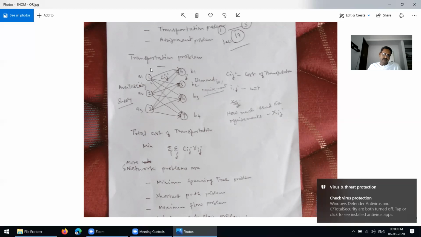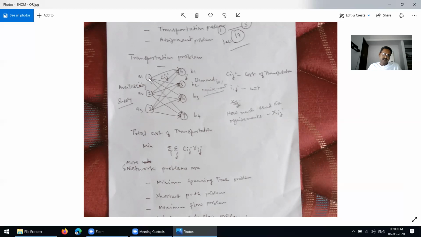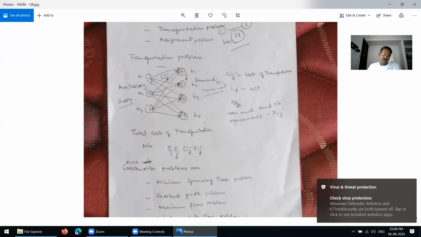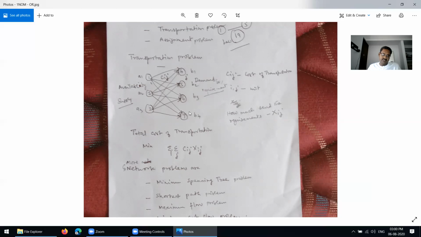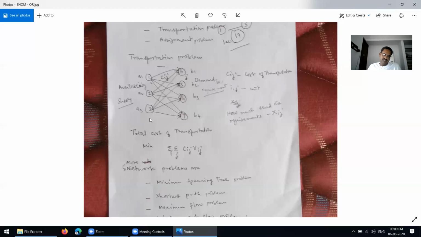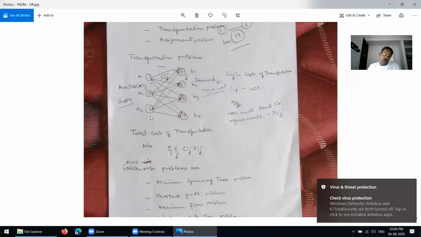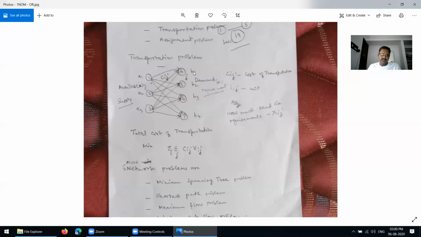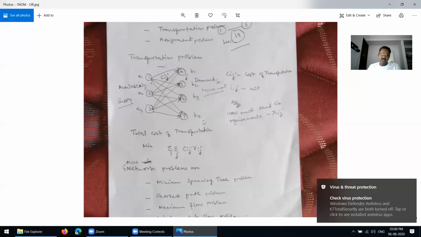Now supply unit 1 transports the goods to 4, 5, 6 and 7. These are the demands. Similarly, A2, a supply unit, transports the materials to 4, 5, 6 and 7. Then A3, another unit, also supplies the goods from A3 to 4, 5, 6, 7, that is B1, B2, B3 and B4. This is a small network example.